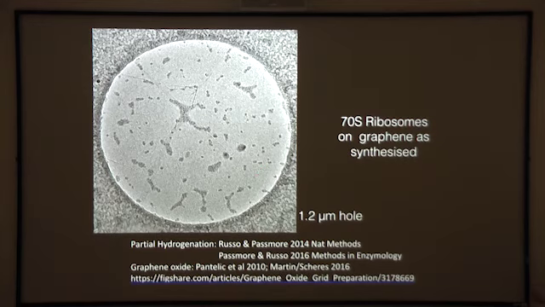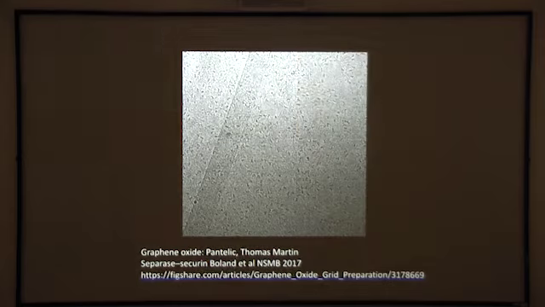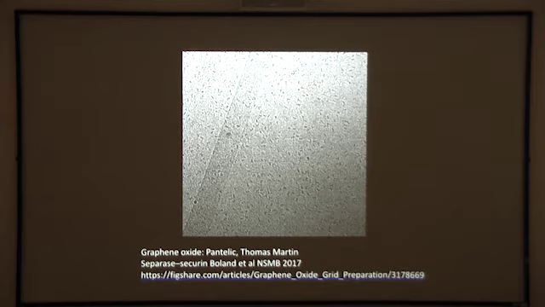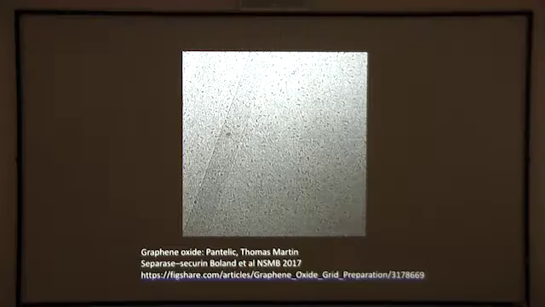This is some ribosomes that were applied to pristine graphene, and you can see that there's kind of puddles of denatured protein that's totally unsuitable for imaging. So a number of methods have been developed to overcome this. One of them is using graphene oxide. This is an image of the separase securin complex from Andy Boland and Thomas Martin in the lab. And graphene oxide has been gaining in popularity because it's straightforward to use and deposit on grids. However, reproducibility and coverage is difficult, and it still contributes some background signal.